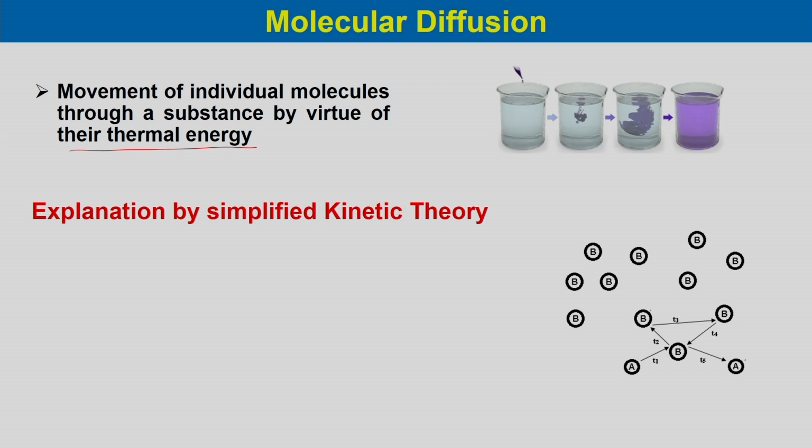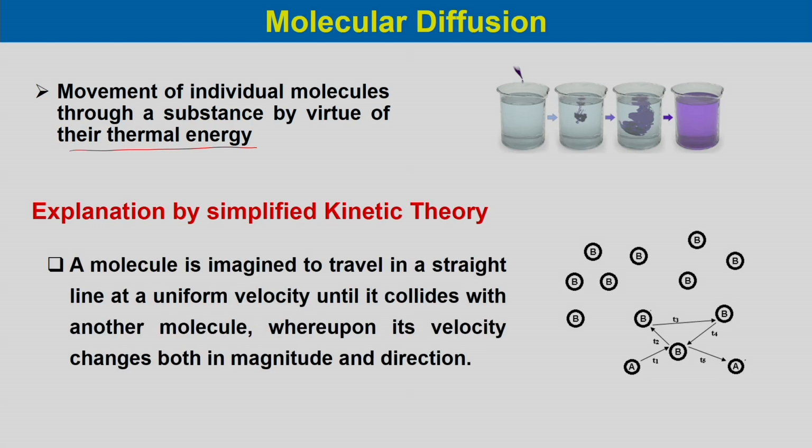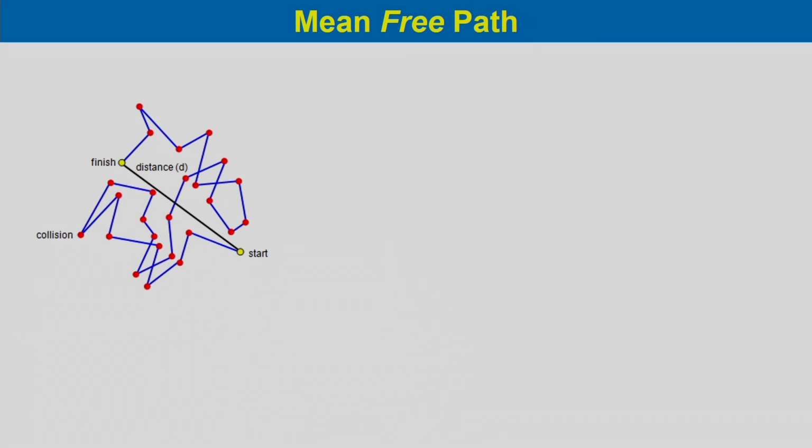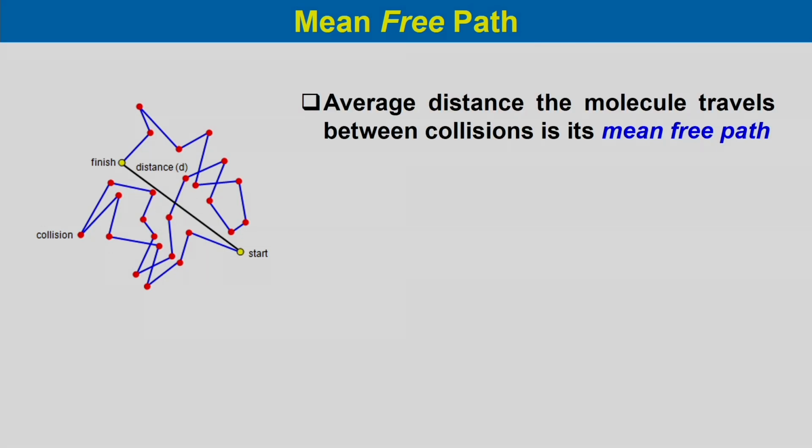Let us consider two different types of molecules, molecule A and molecule B. A molecule is imagined to travel in a straight path at a uniform velocity until it collides with another molecule, whereupon its velocity changes both in direction as well as magnitude. The average distance the molecule travels between two collisions is known as the mean free path.